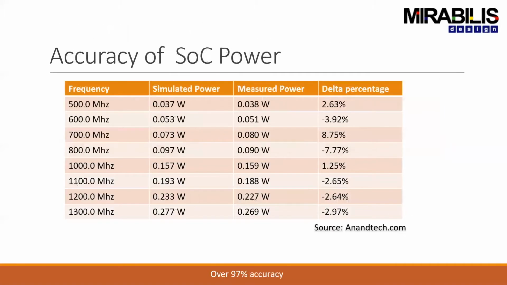One of the questions that always comes up is, hey, I know performance, yep, I can understand that, but how do you validate power? And as you can see here, our power is actually far more accurate than even the performance model. Why is that the case? Because we have an integrated solution. We don't distinguish between performance and power during the architecture exploration phase.